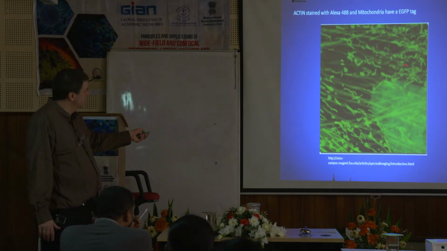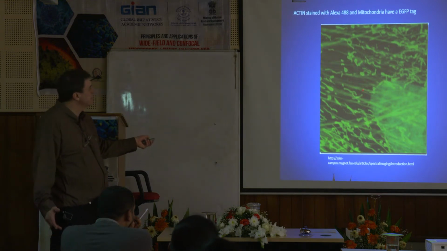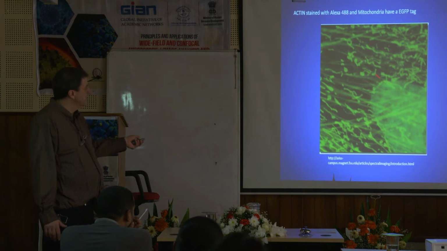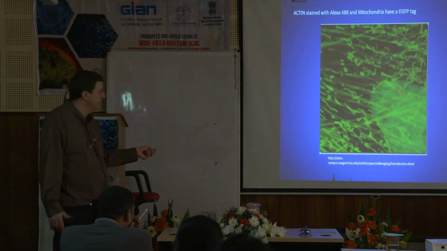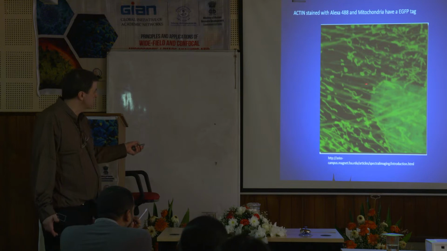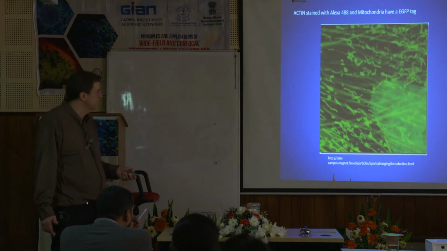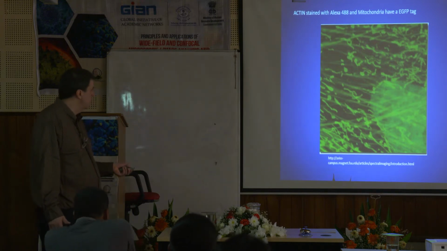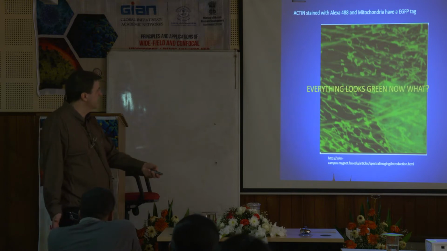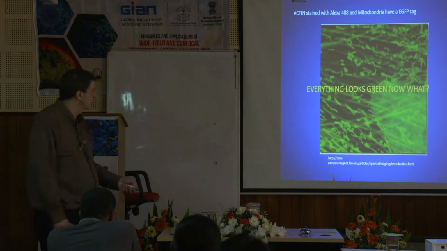And actin, which is the filaments here, are green. Well, here you can tell the difference just because of the shapes of them, but it's a mess. Agreed? It's just a mess. Everything's green, it's sort of blurry, it's a mess. So what we're going to do is we're going to spectrally unmix these. Okay, everything looks green. Now what do we do?